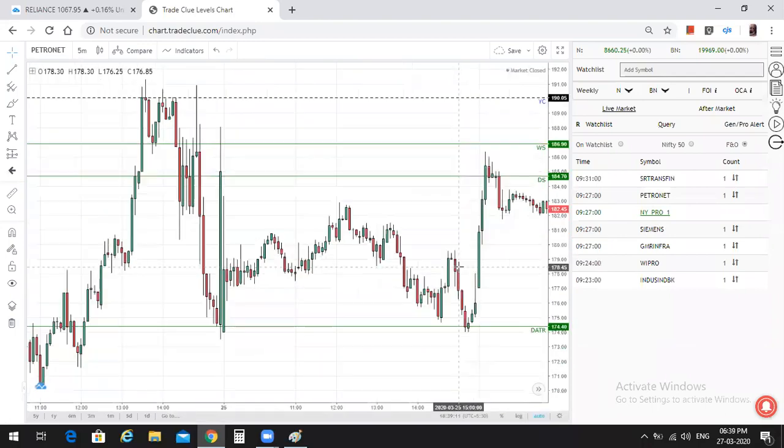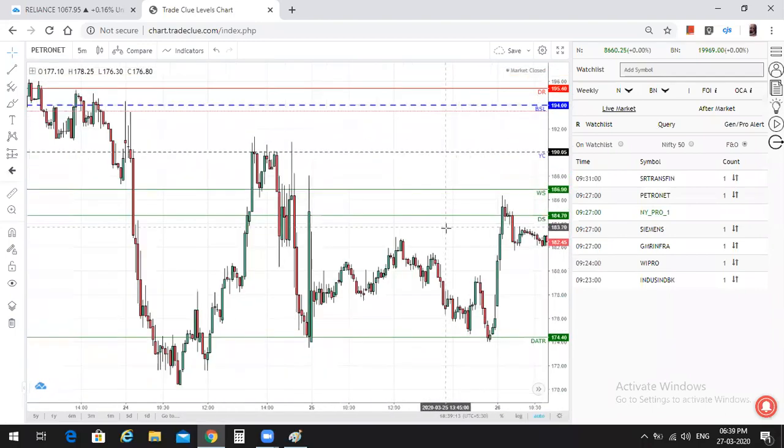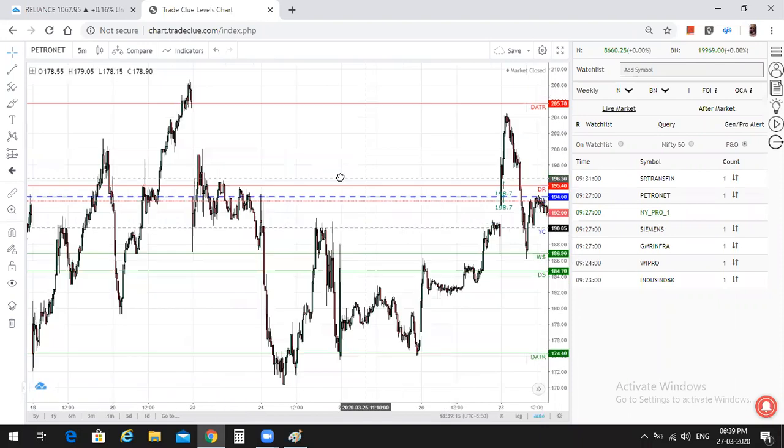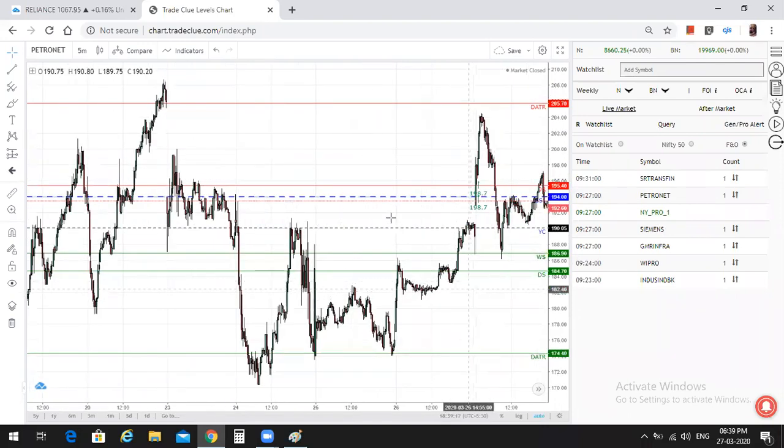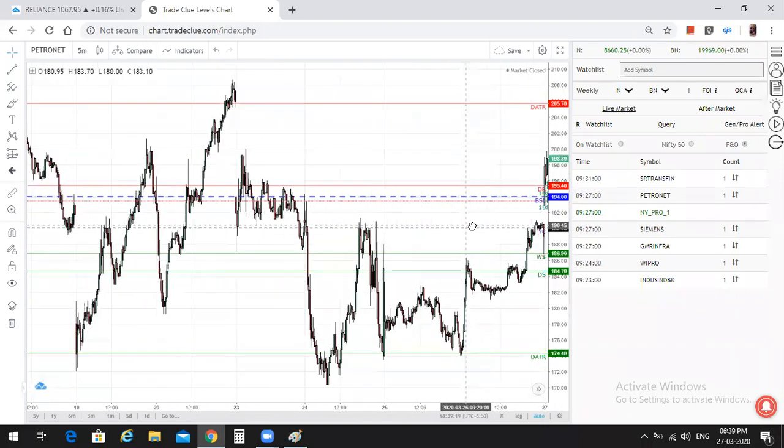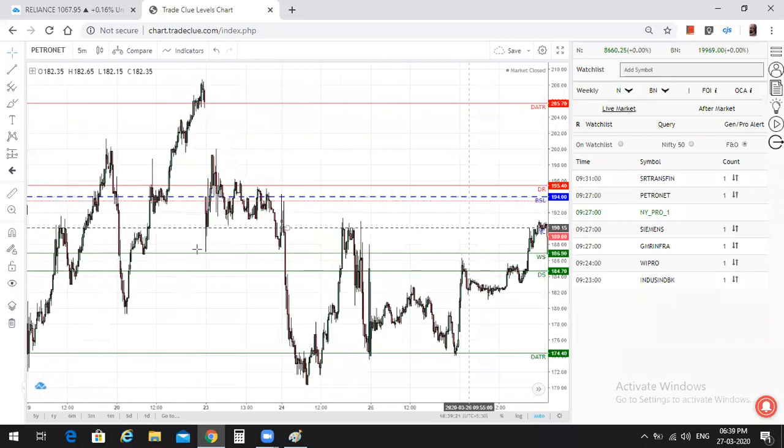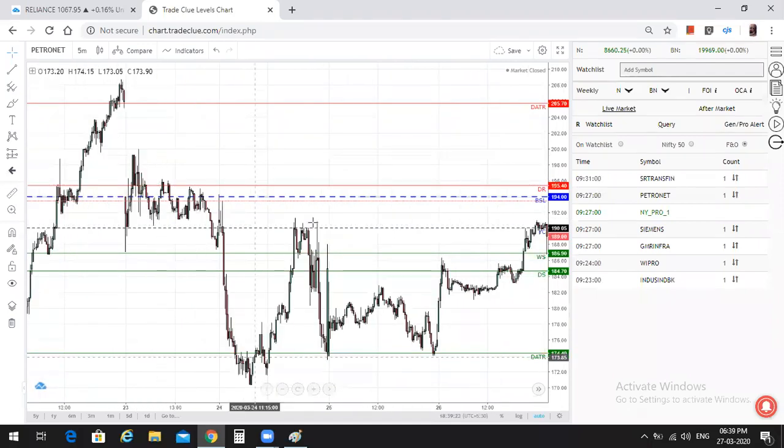When I see Petronet, there is something very, very interesting. Let's first understand how Petronet is placed. The stock has corrected. It goes up, again comes down, makes a kind of double bottom, again goes up and closes on the higher side. That means from the downside, it has shown strength.